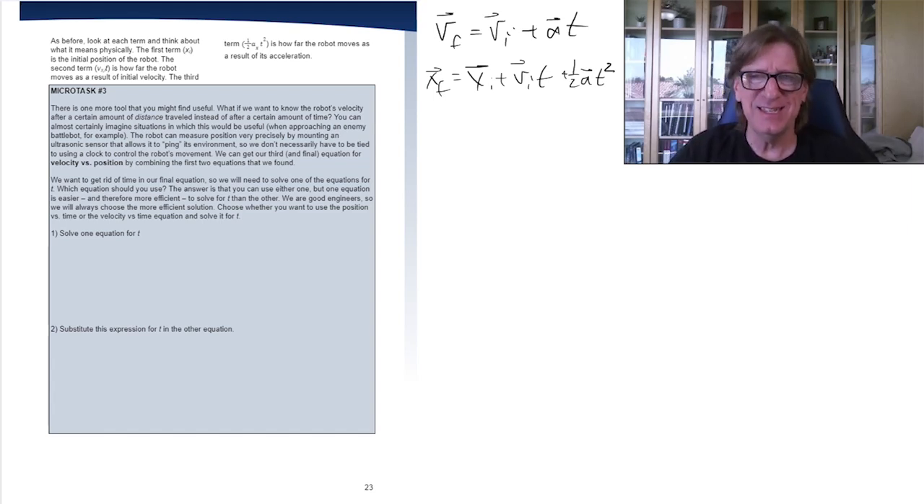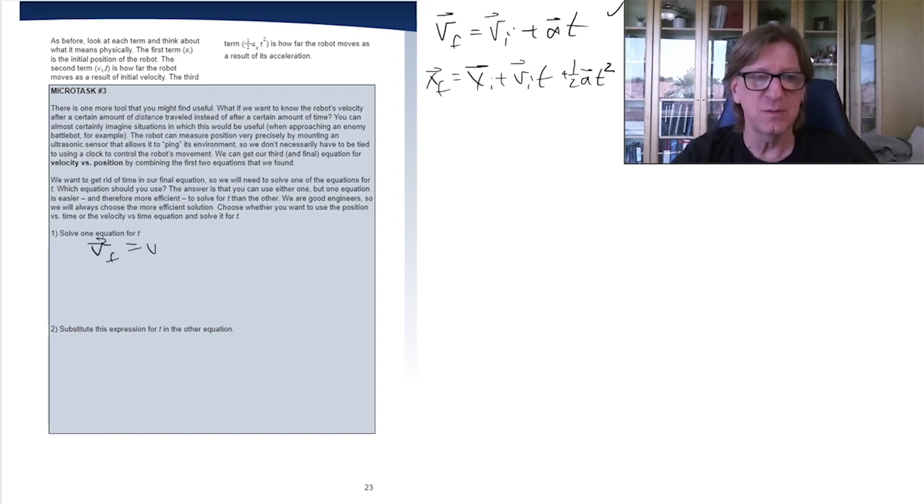Which one looks the easiest to solve for t? Well, the velocity versus time, right? To do the position versus time, I've got to use the quadratic formula and a whole bunch of other garbage. I'm going to get lots of square roots and all kinds of things. And engineers are lazy. So I'm always going to take the simplest equation that I can if I have to solve it. And that is definitely the velocity versus time equation. So let's write that down here and let's go ahead and solve it.